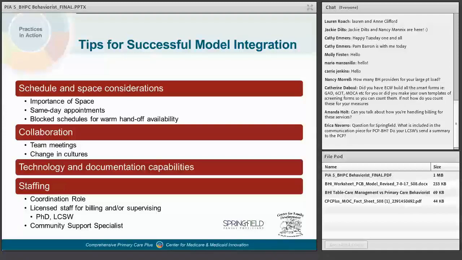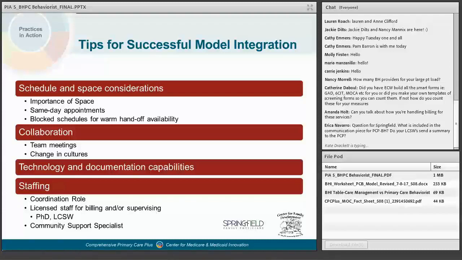As I mentioned earlier, we found that using the same electronic health record has been really helpful. It allows all the providers to be able to see everybody's notes and kind of get an idea of what patients are working on and what goals they're setting, and everybody can support that plan.